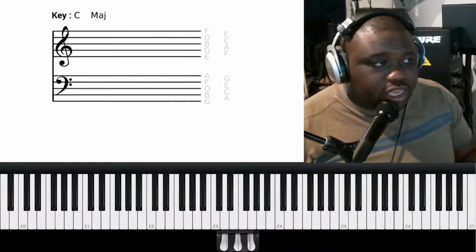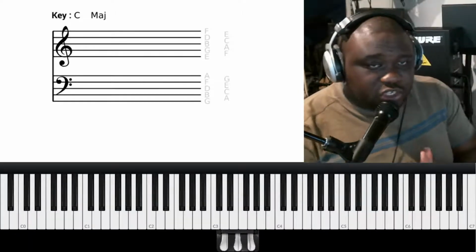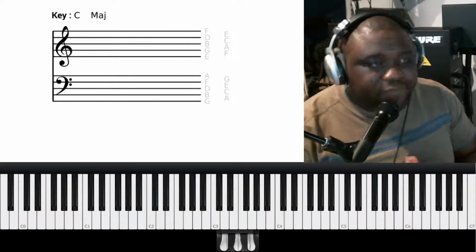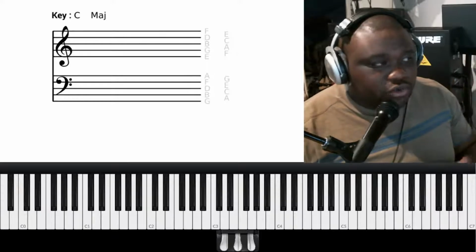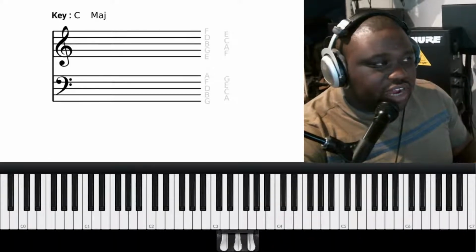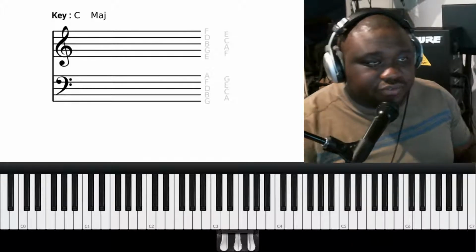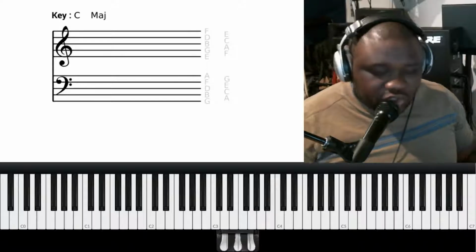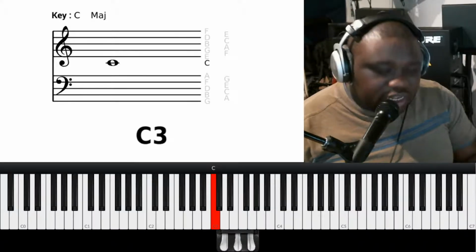So, again, we are talking about suspended piano chords, Sus2, Sus4, okay? Number one, for you to understand what we are talking about here, you need to have an understanding of your major scale. So let's take C as an example.